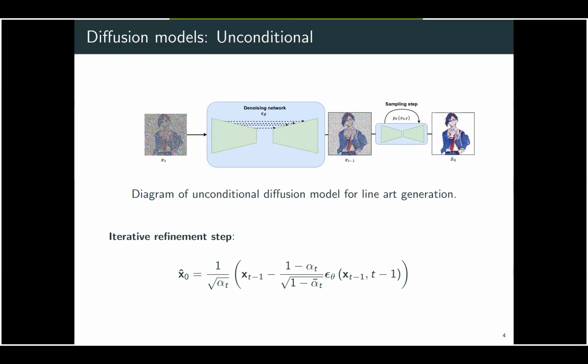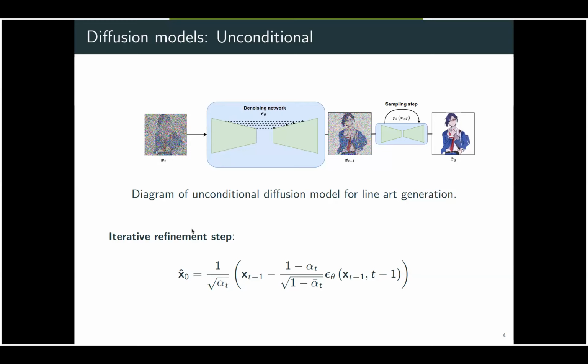This reverse Markov chain takes into account the intermediate xt-1 to produce the x0. For this reverse chain, we train a denoising network, which is epsilon theta, and then apply iterative refinement steps on, for example, in this case, xt-1 to predict x0 of the unknown data distribution that we learn from the noisy forward process.